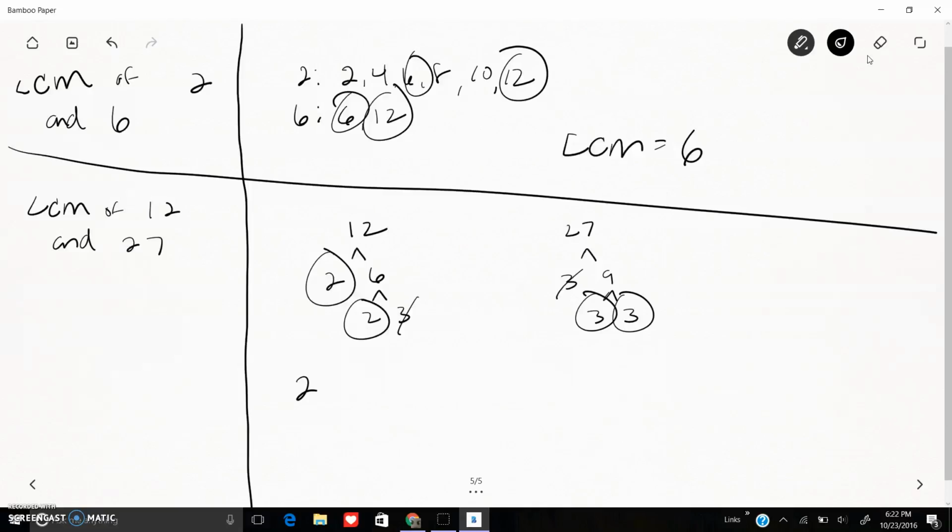So then I got to multiply 2 times 2 times 3 times 3. This is 4 times 9, which gives me 36. So my least common multiple should be 36. All right, go ahead and do the knowledge check, and we will see you in the morning.